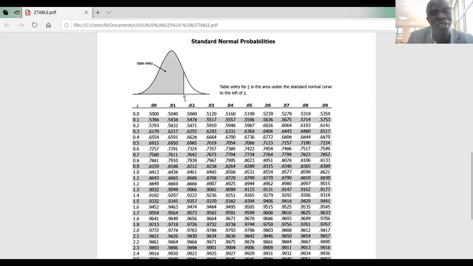Now, this one is not Z, but Z 0.1, the Z value corresponding to 0.1. So it is Z 0.1. Is that clear? Yes. So what is here, where I'm pointing? 0.9.